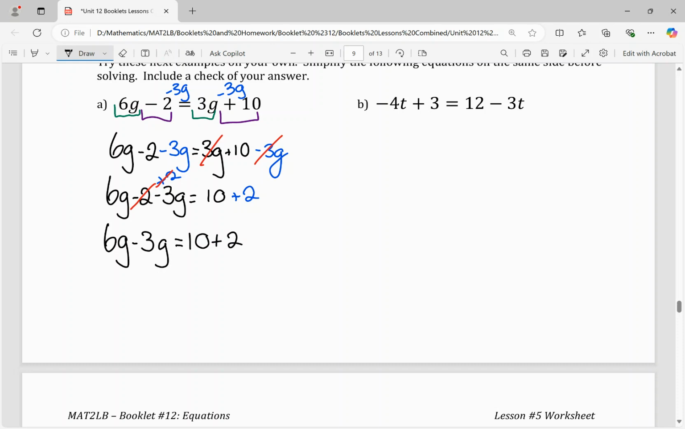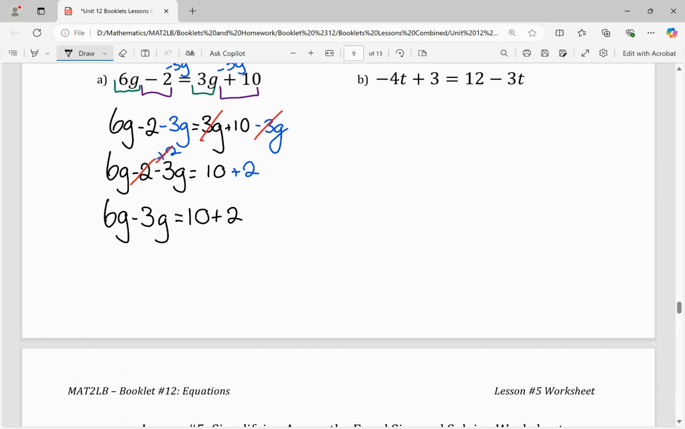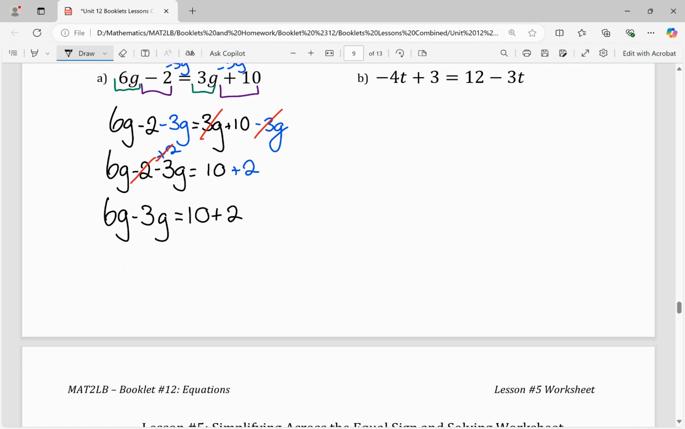So using opposite operations, I brought the 3g over to the left-hand side and it became negative 3g. And I brought the negative 2 over to the right-hand side and it became positive 2. And now all of our variables are on one side and all the terms without a variable are on another.